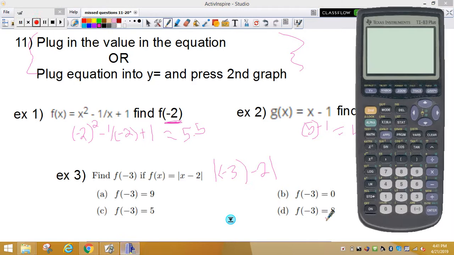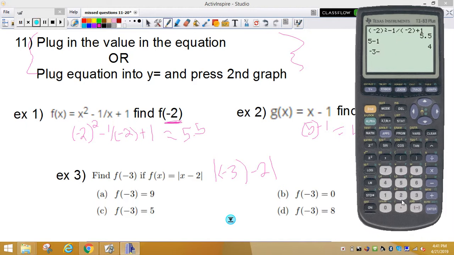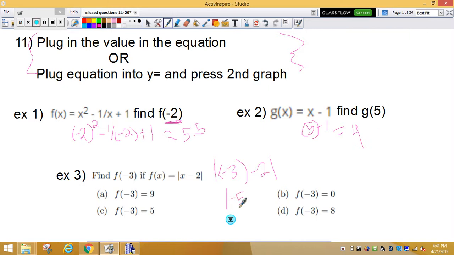-3 minus 2, if you don't know, let's do our calculator. -3 minus 2 is -5. But absolute value always means positive. So the answer is actually going to be positive 5. So you would pick C.